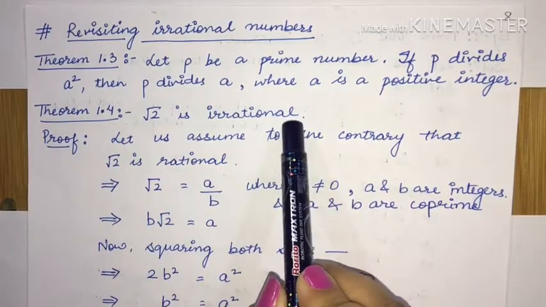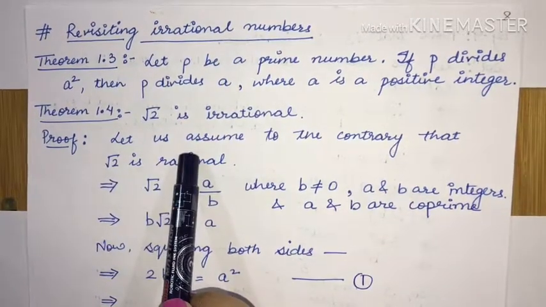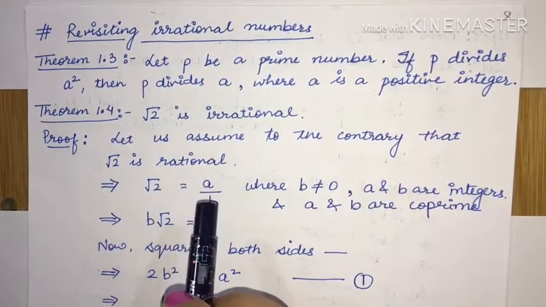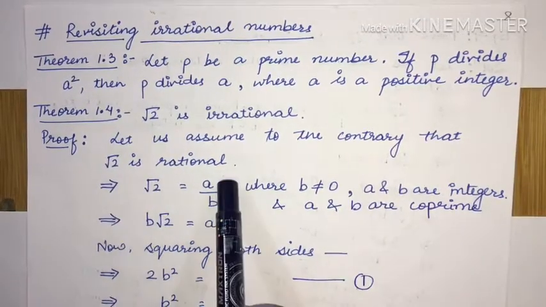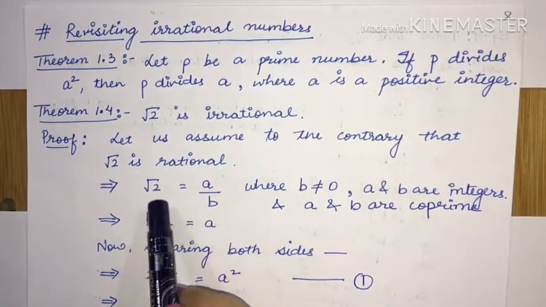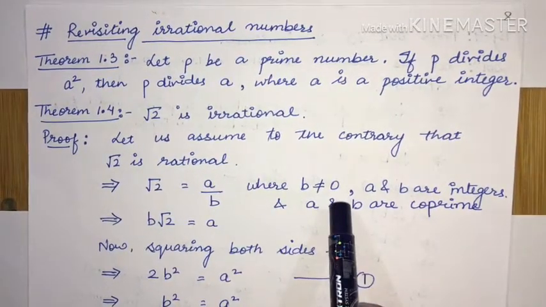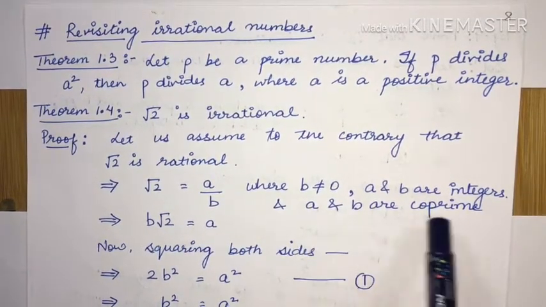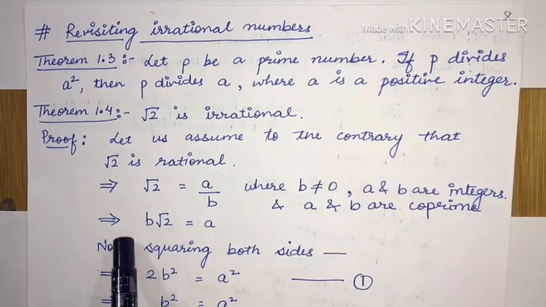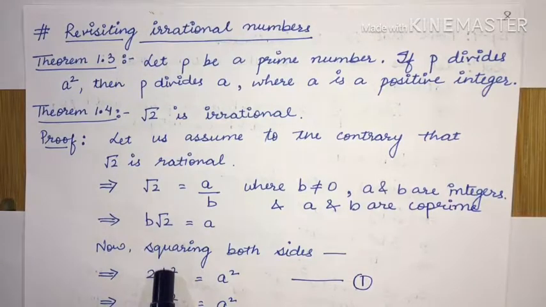root 2 is irrational. Proof: before starting the proof, I would like to tell you we will do all the proofs by the method of contradiction. So let's start. Let us assume to the contrary that root 2 is rational. So if root 2 is rational, that means it is in the form of a upon b, where b is not equal to 0, and a and b are integers and also co-prime, which implies b root 2 is equal to a, as we have cross multiplied b over there.